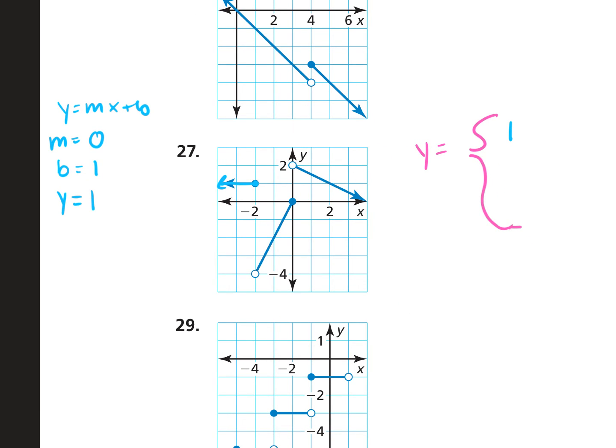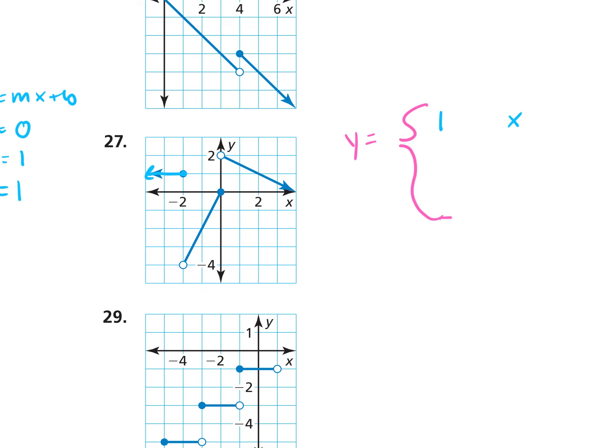Now we have to write our restriction. So I'm going to put a wall at where this starts. What x value does my graph start at? -2. Are we talking about x values that are greater than -2 or less than -2? Less than. We're going to the left, so that's less than. Is it less than or less than or equal to? Less than or equal to, because it was a closed circle. So less than or equal to -2.